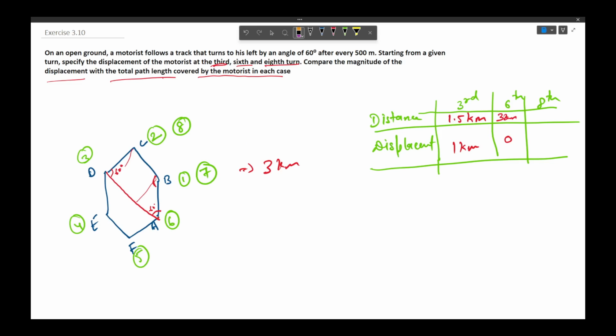Now let us calculate for 8th turn. 8th turn is here at point C. So here we see that the distance is AB plus BC, which is equals to 1 kilometer. Sorry, distance would be after whole path it covers AB plus BC twice. So after covering whole 3 kilometers, it covers 2 times 500 meters, 1 kilometer. So it is going to be 4 kilometers.